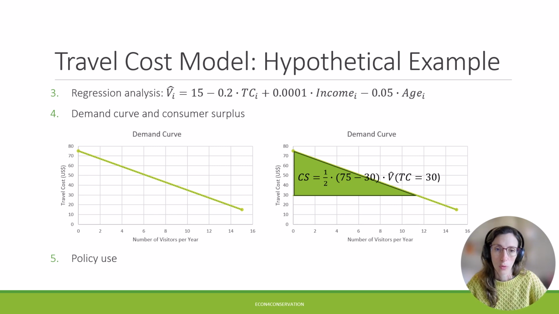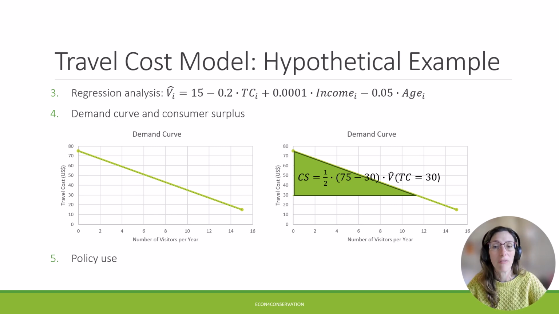Now, based on the results from the regression analysis, you can plot the predicted number of visitors against travel costs, holding income and age constant in this case. As shown here, the curve is downward sloping, showing that higher travel costs reduce visitation as expected. And to calculate the consumer surplus, we calculate the area under the demand curve above the current average travel cost, which represents the value visitors place on the site beyond what they pay.